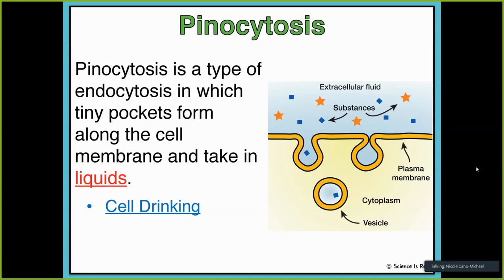Pinocytosis is a cell drinking. So it's exactly like phagocytosis, but instead of taking in solid materials, it takes in liquids. So same exact function, right? The cell membrane shape changes if there's a liquid nearby that that cell needs. It pinches off, and then it pulls that liquid in. So that's pinocytosis. Again, it is endocytosis. It's bringing materials into the cell. It is active transport. We're going against the concentration gradient. And lastly, of course, because it's active transport, it requires energy.